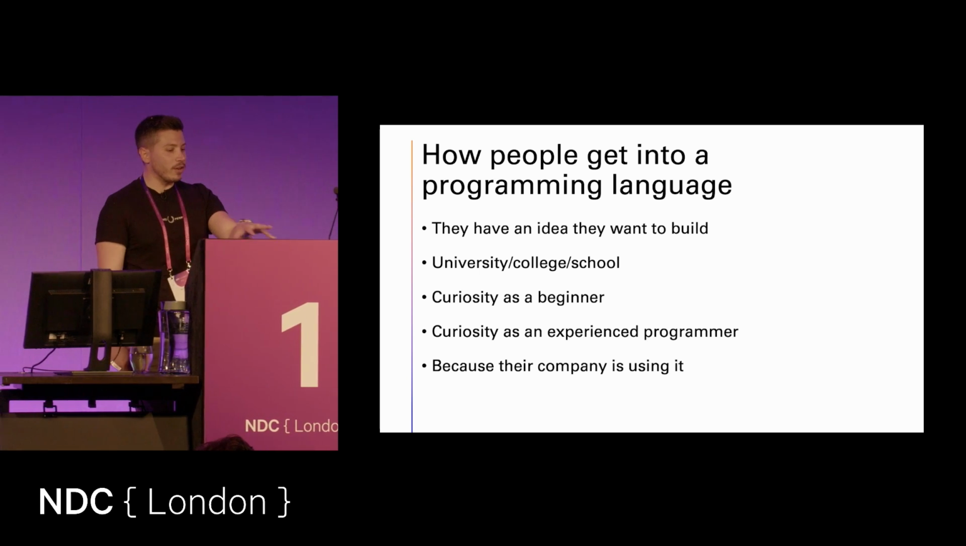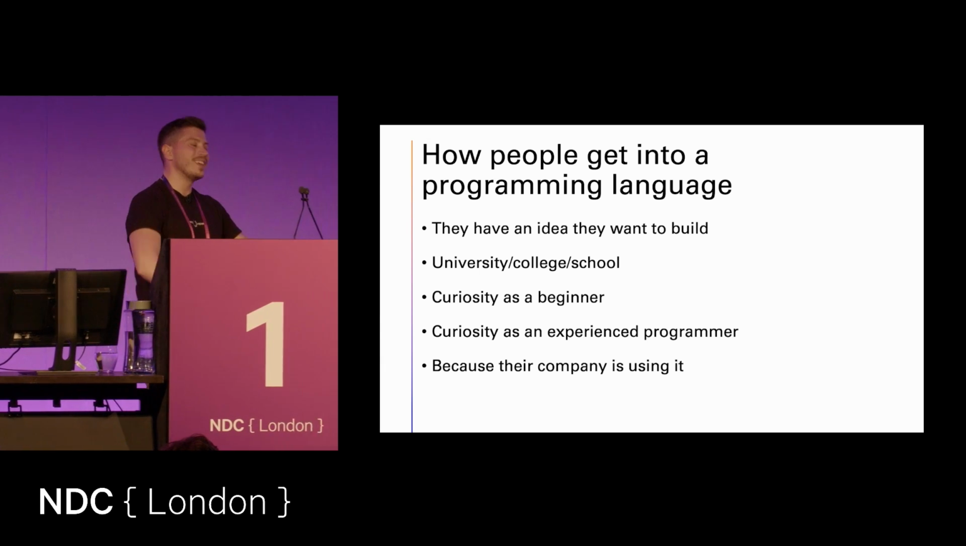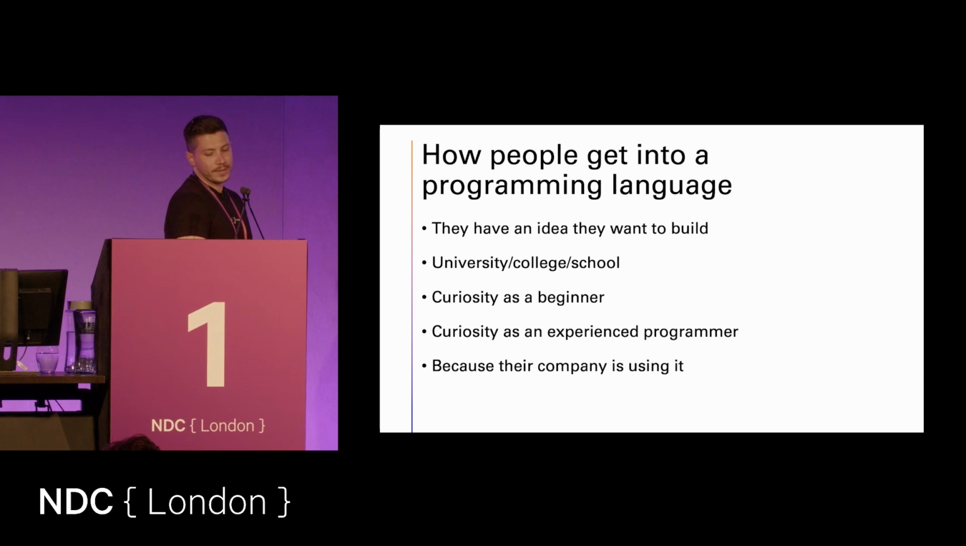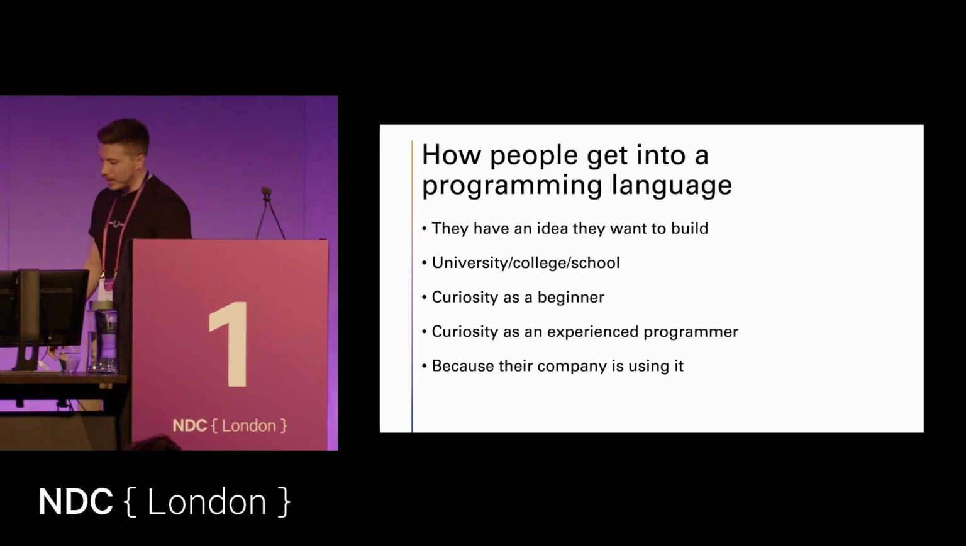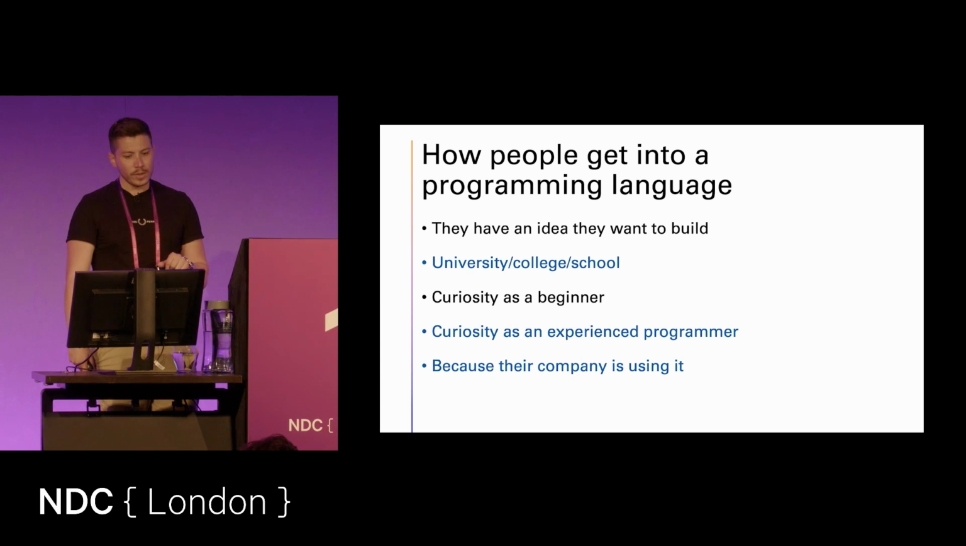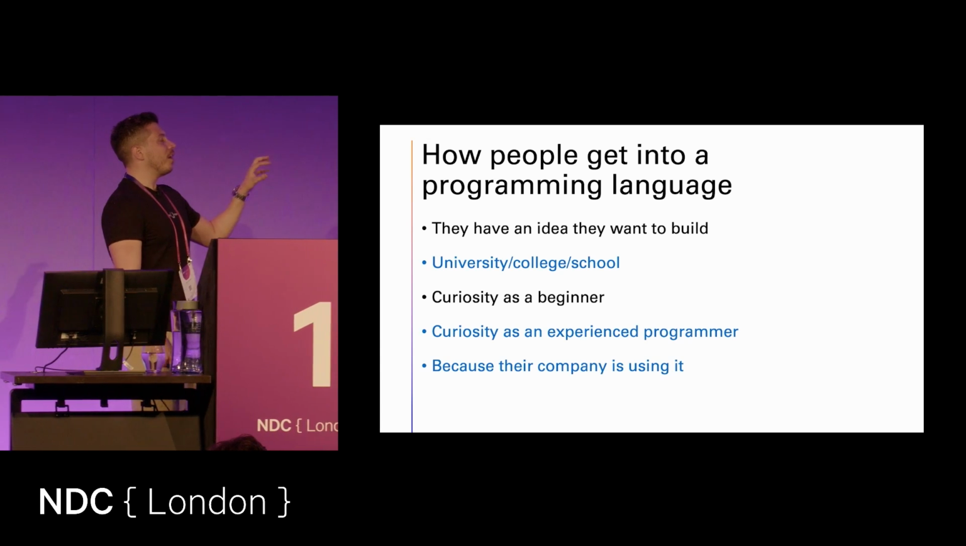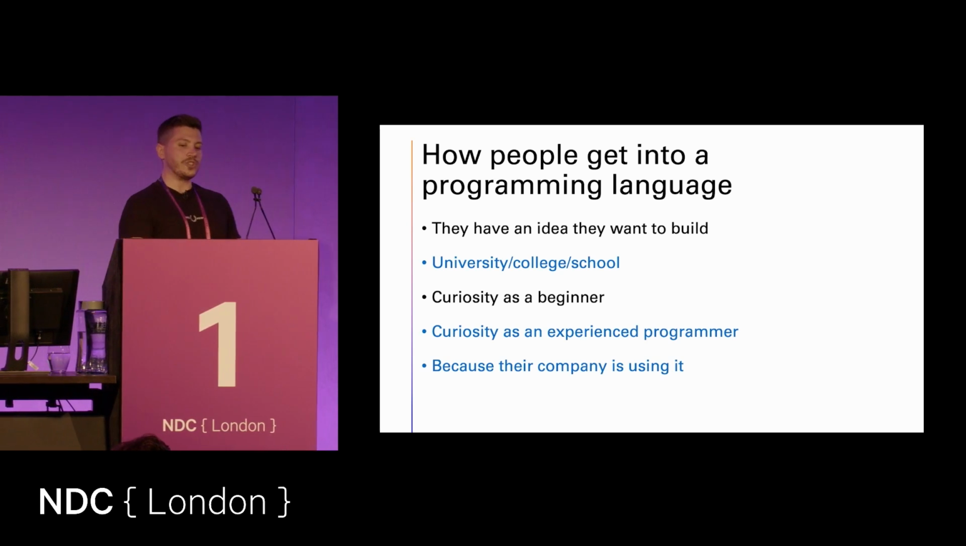But this is in general how people get into programming languages. There are others as well, but I'm going to focus on these. A parent is also another one, and so on, but we're going to leave that outside. So these three are the ones directly applicable to C#.